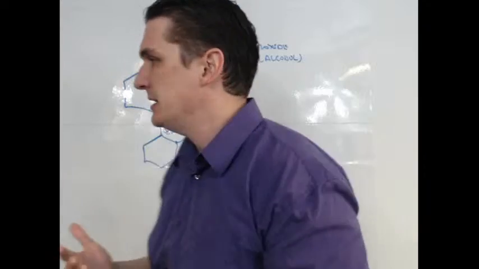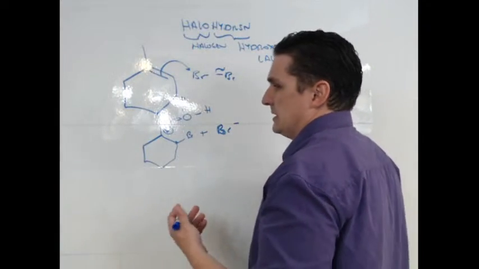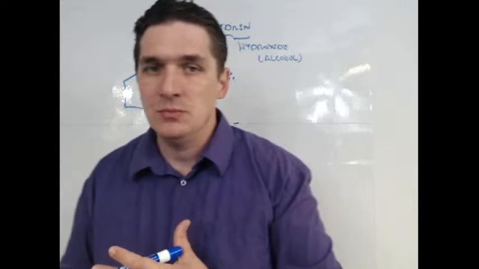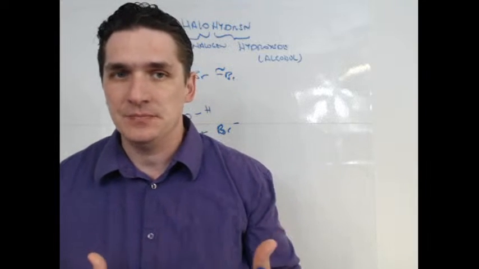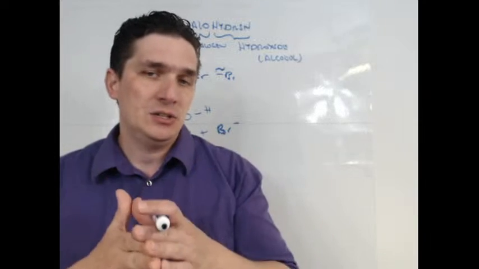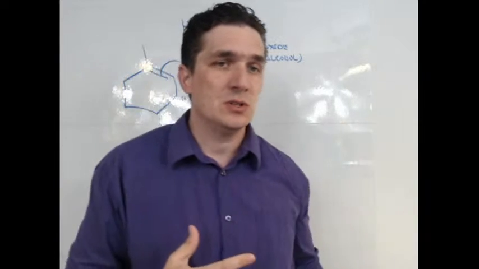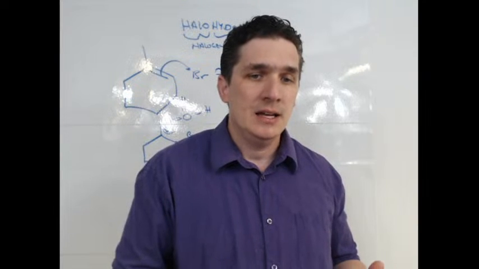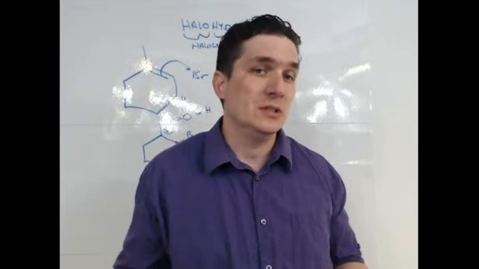So I'm thinking this is actually more of an addition, but it's a bimolecular addition. But yeah, it's an OH and a halogen added to the same ring. They're added across a double bond. The oxygen always goes to the more substituted carbon, and the halogen always goes to the least substituted carbon.